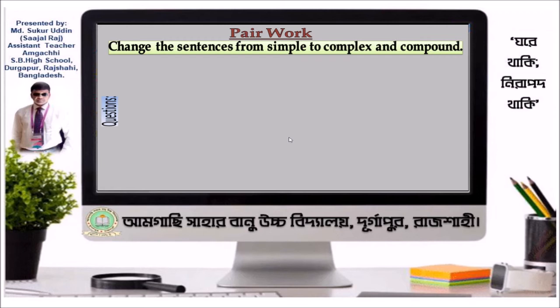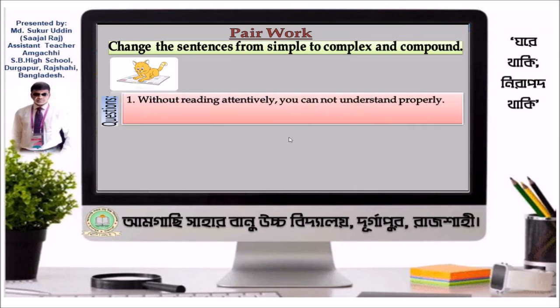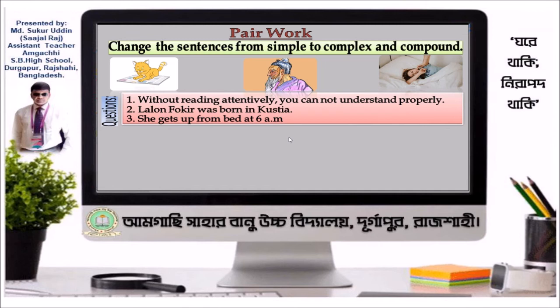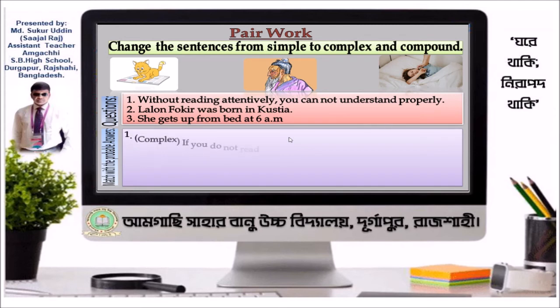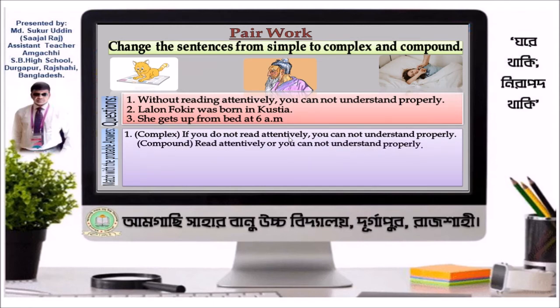Pair work. Change these sentences from simple to complex and compound. Number 1: Without reading attentively, you cannot understand properly. Number 2: Lalon Fakir was born in Kustia. Number 3: She gets up from bed at 6 a.m. Now match with the probable answer. Complex: If you do not read attentively, you cannot understand properly. Compound: Read attentively or you cannot understand properly.